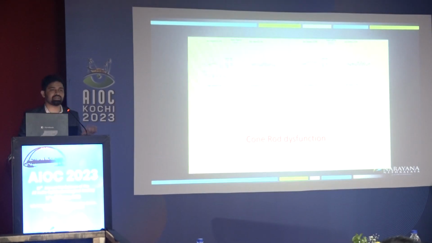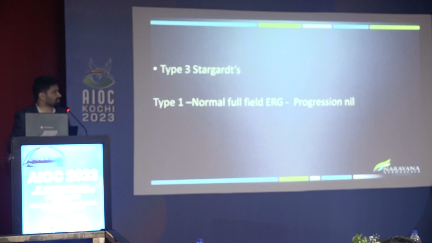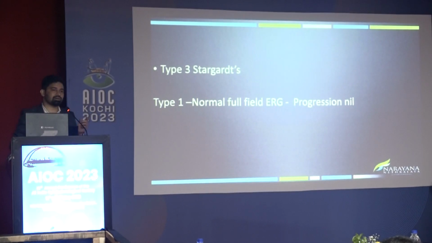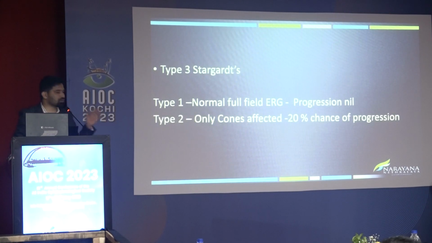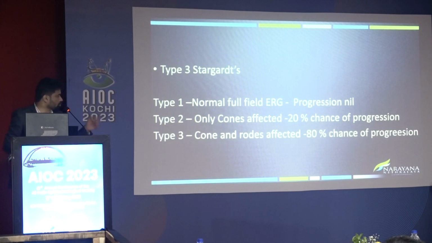So what is the use of doing ERG in Stargardt's? You must be asking, sir, it is Stargardt's disease, there is no treatment, why are you doing ERG? Because Stargardt's can be of three types, depending on the component of receptors involved. If the full-field ERG is normal, it means the disease is limited to the macula, and the chance of progression is nil. If only the cone component is affected, there is a 20% chance of progression. If both cones and rods are affected, as in our case, there is an 80% chance of progression. In this way, we can prognosticate also.